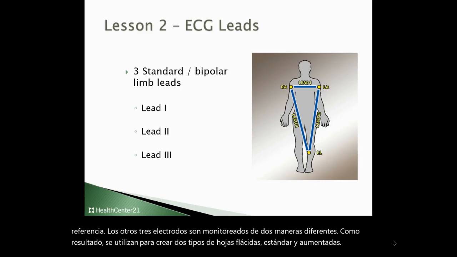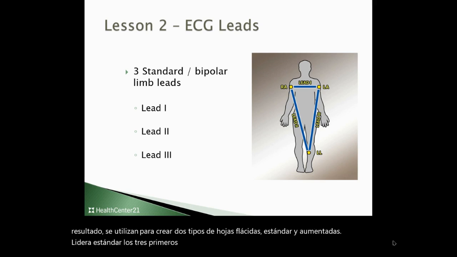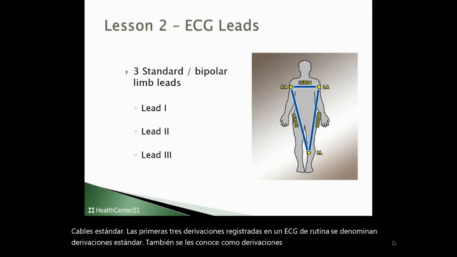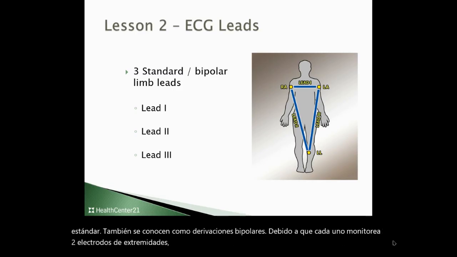Standard leads. The first 3 leads recorded on a routine ECG are called standard leads. They are also known as bipolar leads because they each monitor 2 limb electrodes. They show the electrical activity between the electrodes. These leads are labeled with Roman numerals.